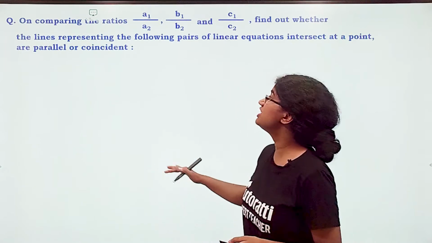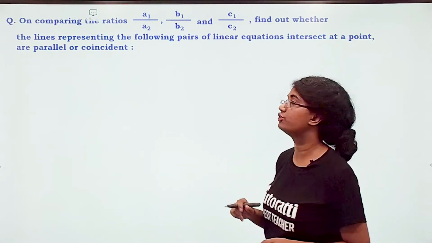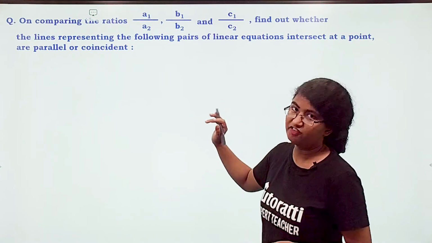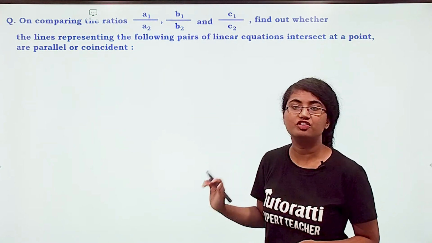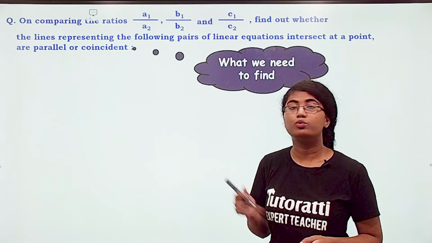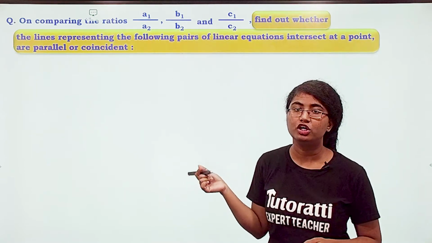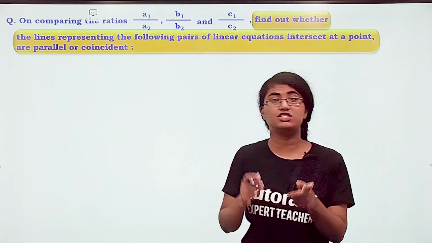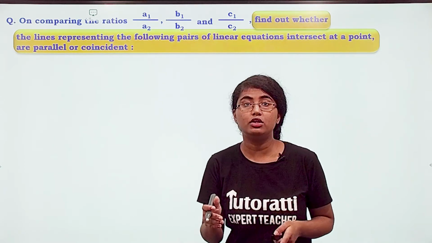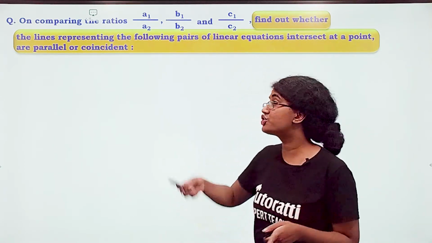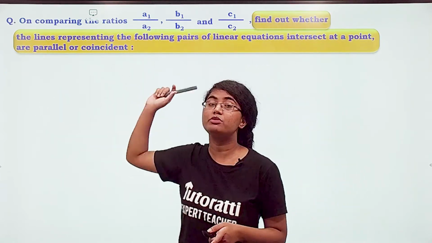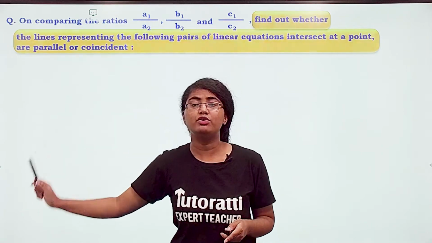Okay, so this is the first equation. First question. On comparing the ratios A1 upon A2, B1 upon B2 and C1 upon C2, we need to find out whether the lines representing the following pair of linear equations intersect at a point, are parallel or coincident. That means graphical presentation is mentioned here. Let's try to recall our box.